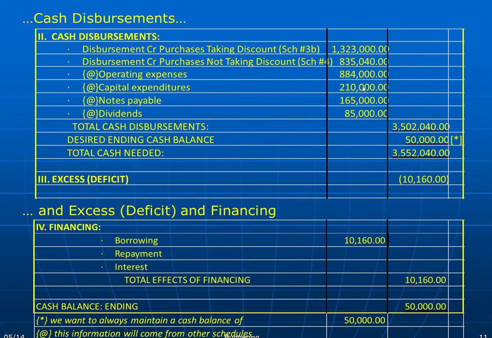Then we have our capital expenditures. That is an investing activity. Then down here we have our financing activities, notes payable. Well, what does this mean? This means we expect to pay back $165,000 in notes payables. Dividends is also a financing activity. So our total cash disbursements, $3,502,040. We have a desired ending balance of $50,000. So this is the total amount of cash we're going to need right here.